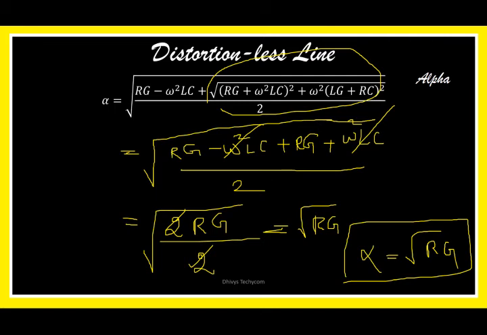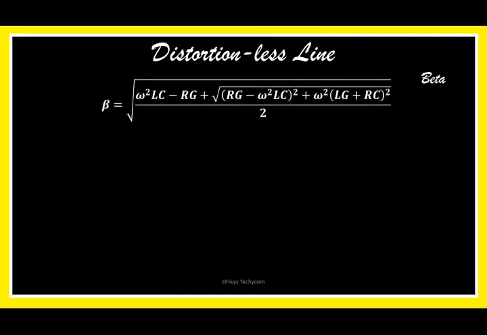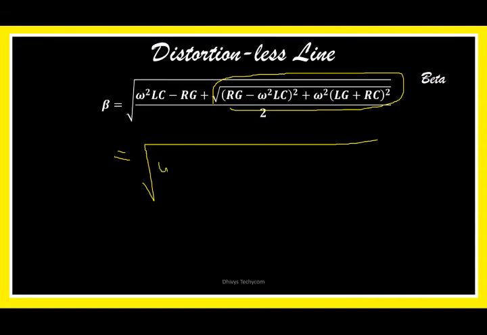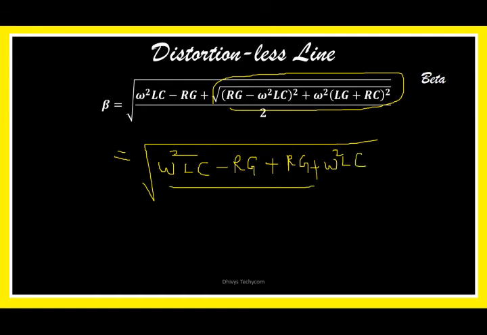Fine. Now it's time to derive the beta component. Now let us again equate this term to Rg plus omega square Lc. The second part, we're just going to equate in the same way as we did for the previous alpha derivation. Now let us put it into omega square Lc minus Rg plus Rg plus omega square Lc, whole value divided by 2.